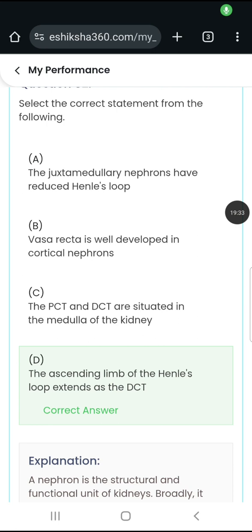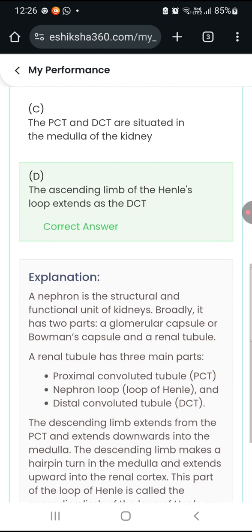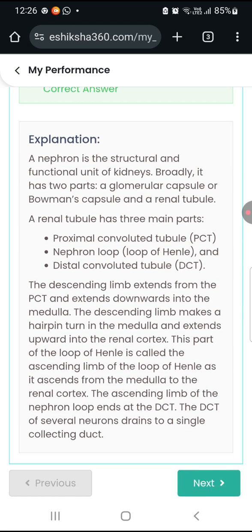Select the correct statement from the following. The ascending limb of the loop of Henle extends as the DCT. Explanation: A nephron is the structural and functional unit of the kidneys.